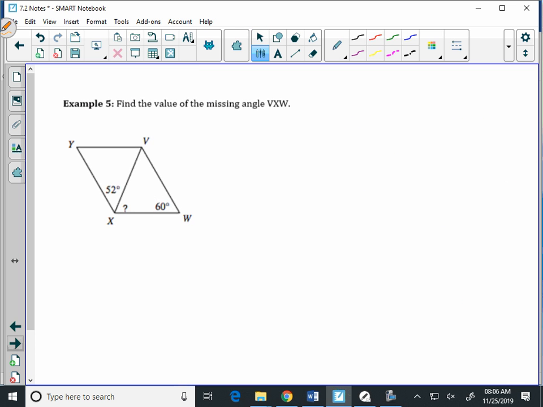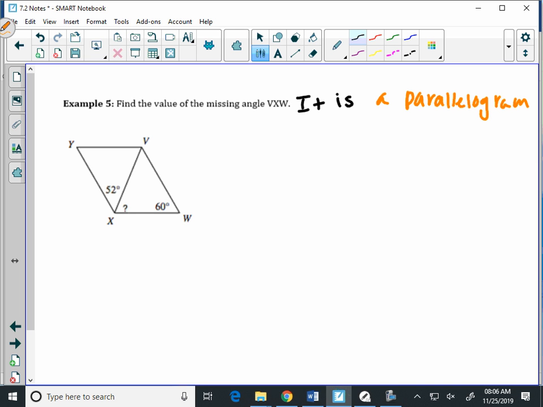Example 5, it should have said it is a parallelogram. It doesn't say that, and it should. So just put that in there. It's a parallelogram. So if we know that this quadrilateral is a parallelogram, we want to find the value of that missing angle, VXW.